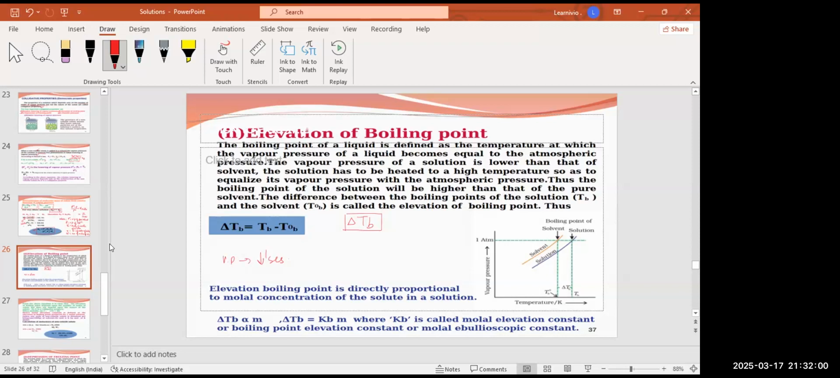Yes, ma'am. Okay, so see, this is the formula for elevation in boiling point. It's a very important formula. Delta TB equals TB minus TB naught, right? So what is TB here? Delta TB is the elevation in boiling point, TB is the boiling point of the solution, and TB naught is that of the pure component.